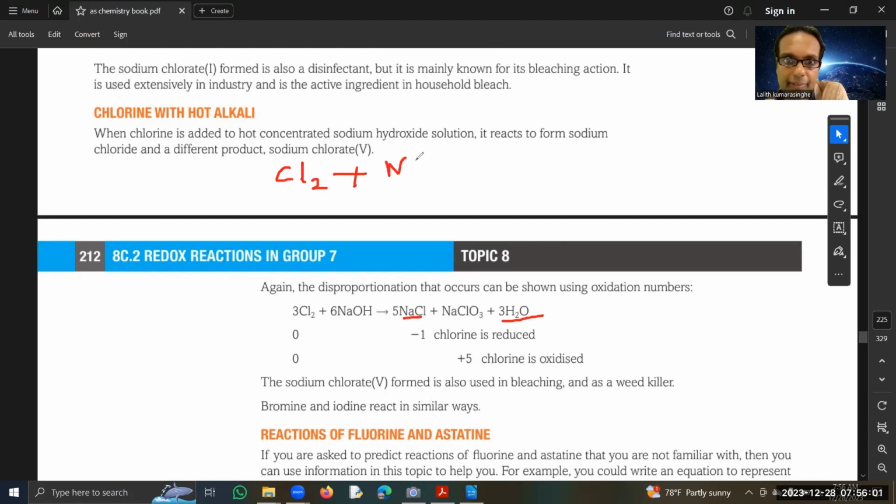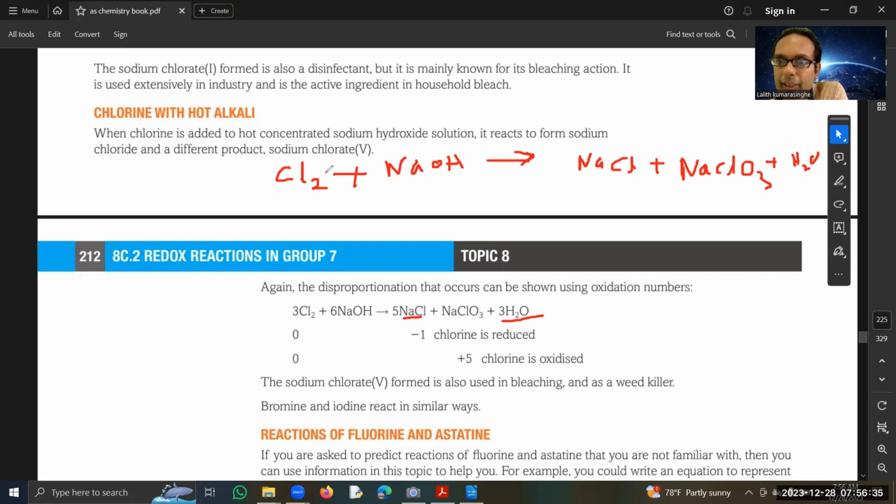You want to balance this equation? You forgot the balancing. Now, another thing is these two reactions are disproportionation reactions. Here chlorine, the same element, is going under oxidation and reduction in the same reaction.